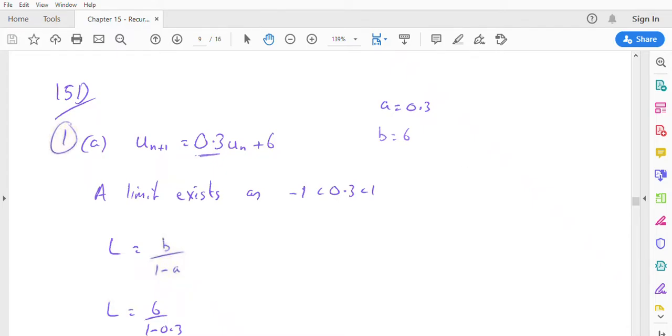Hi guys, Higher Maths, Recurrence Relations Exercise 15D. We are looking at the exercise covering the limit of a sequence. I've had a request to go over number 1, so here it is.